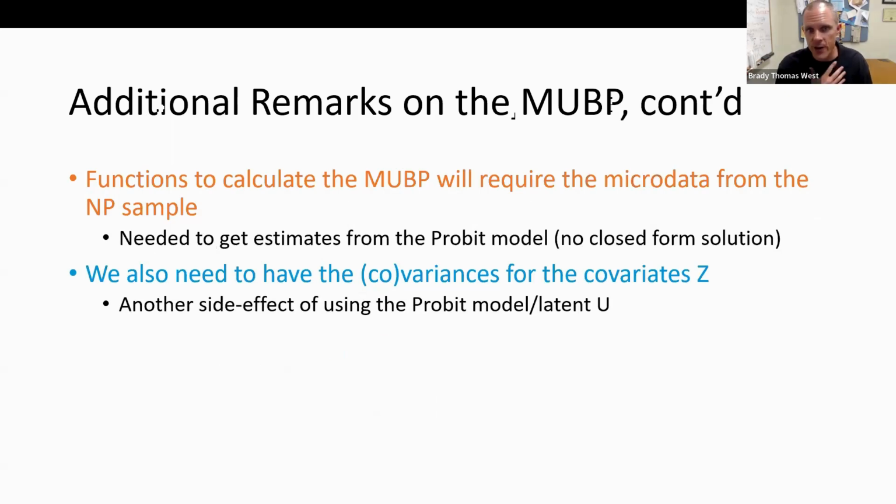As a reminder, functions to calculate the MUBP will require microdata from the non-probability sample. We need to get estimates from the probit model, so we need to actually fit that model in the first place. And we also need to have the covariances of the covariate Z, both at the population level and based on the selected sample. That's just a side effect of using this kind of latent variable formulation for the binary variable of interest. But we can get that information from the population or for the selected sample. It's easy to come up with those.